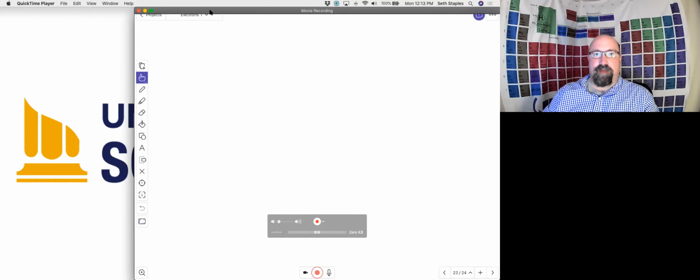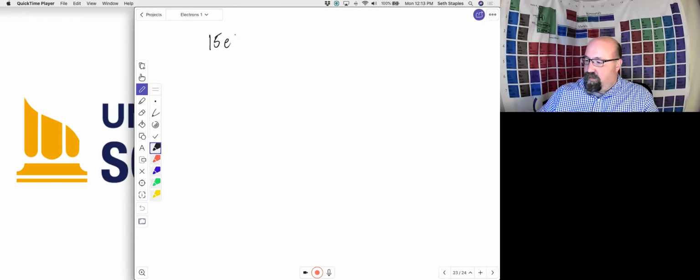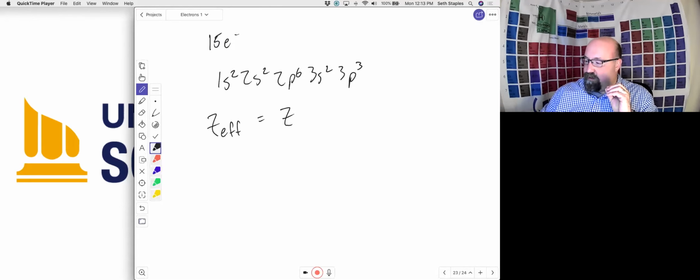Here's our screen. Okay, so let's write out our electron configuration for phosphorus. Phosphorus has its 15 electrons, so we get 1s2, 2s2, 2p6, 3s2, 3p3. So there's our configuration for phosphorus. If we're calculating our effective nuclear charge, it's going to equal Z minus our inner electrons.